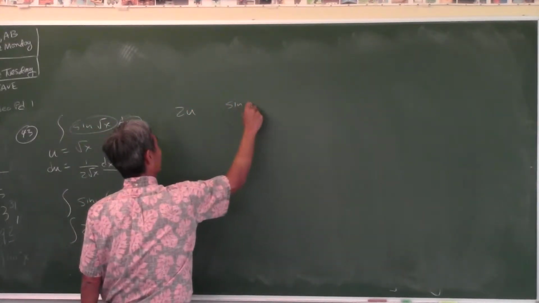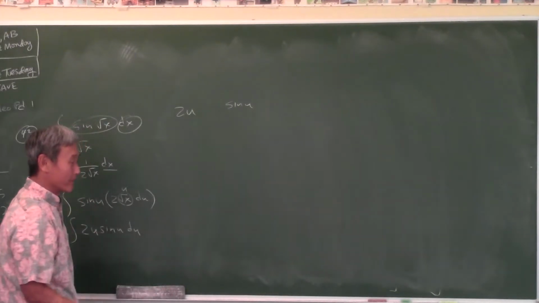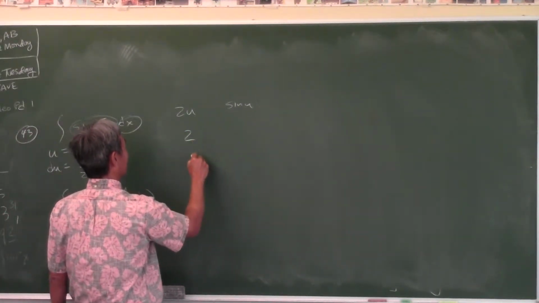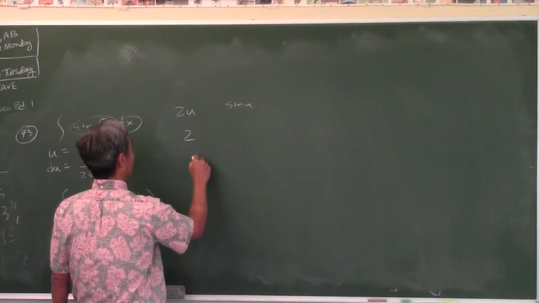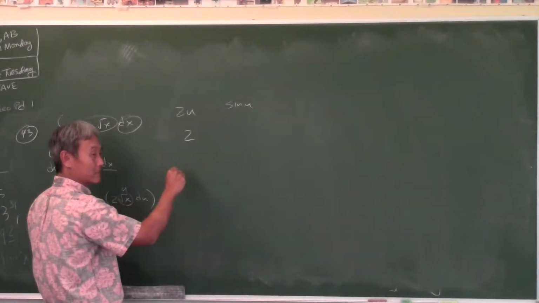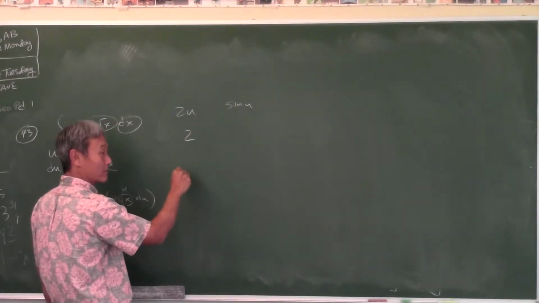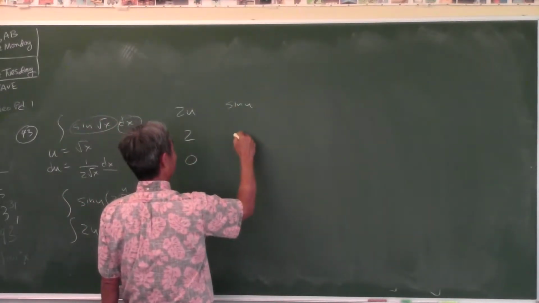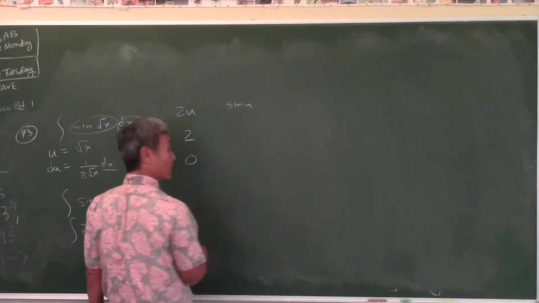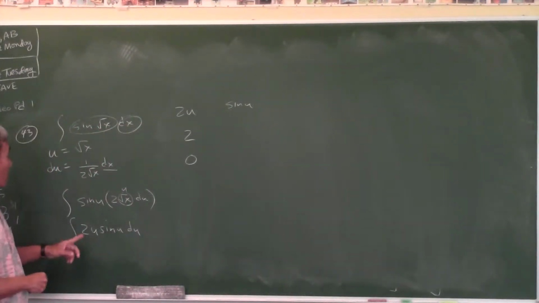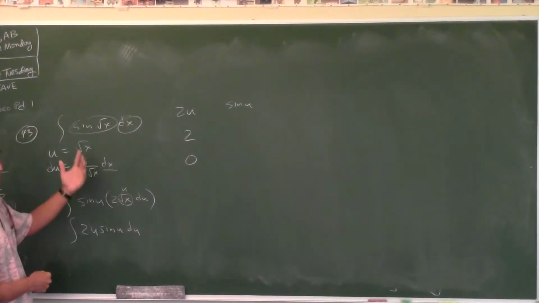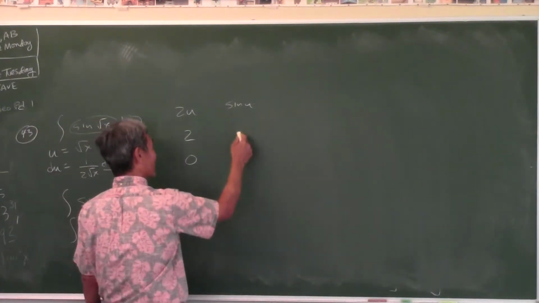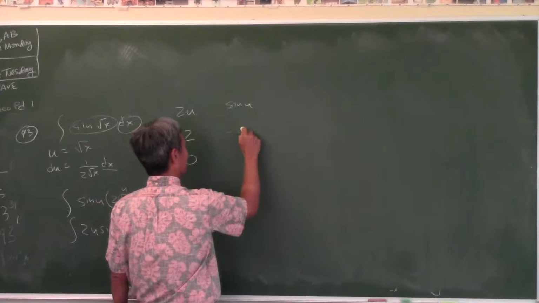2u sine u. So this column, take the derivative till you hit 0. 2, then 0. This one you do the antiderivative. Wait, can you take the u out or no? I mean the 2 out. If you want to take the 2 out, you can, but I'm choosing not to this time. Okay. Antiderivative: negative cosine u.